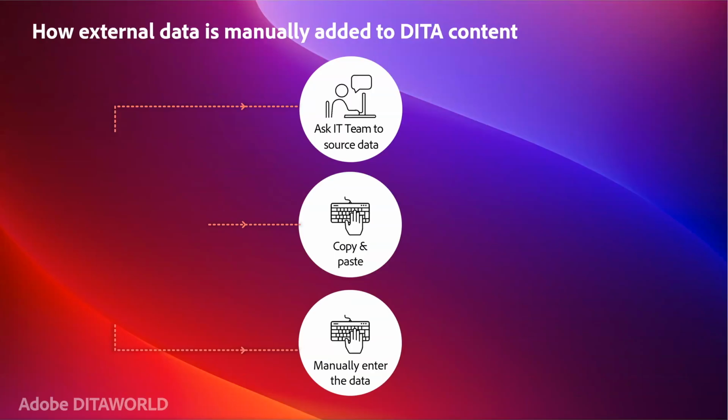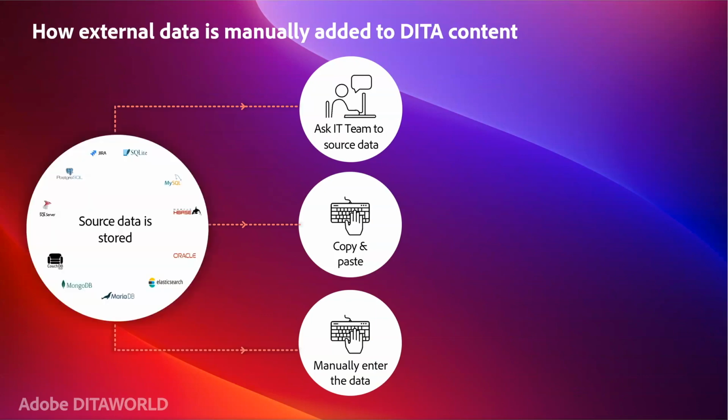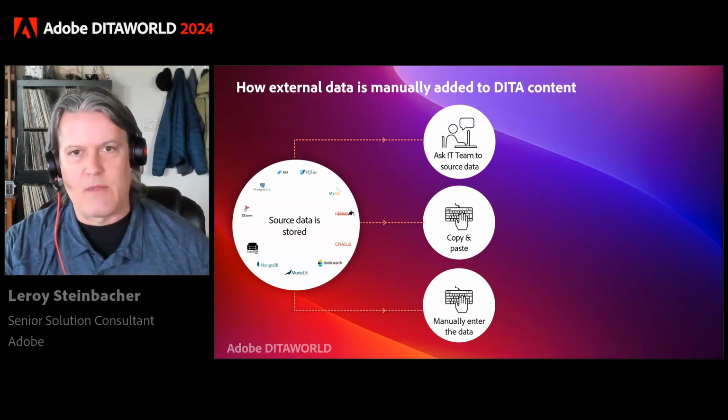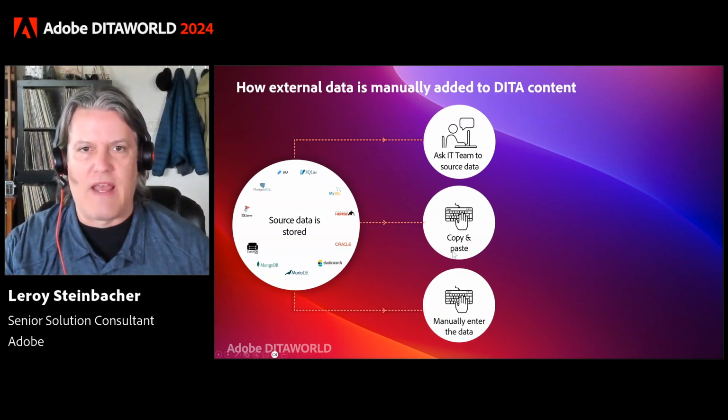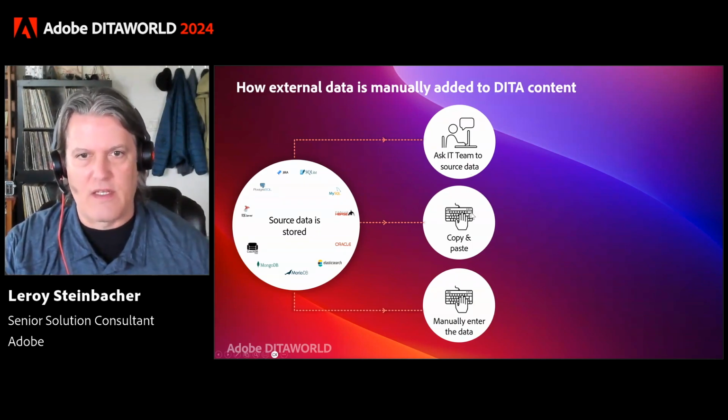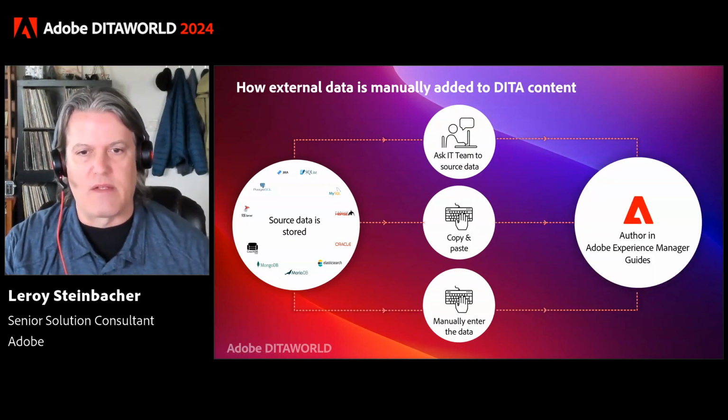So if we take a look at the manual process, how external data is manually added to data content. Your source data is stored in one of these databases. And like we talked about, without actual integration, sometimes you have to ask the IT team to source that data. Sometimes you have to copy and paste that data yourself, or sometimes you manually have to enter that data. And then you can pull that content into AEM Guides.